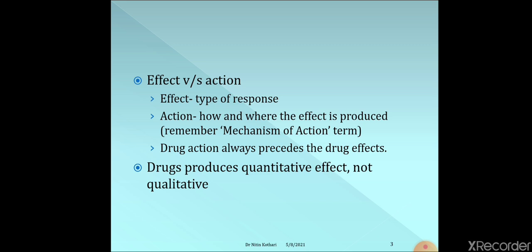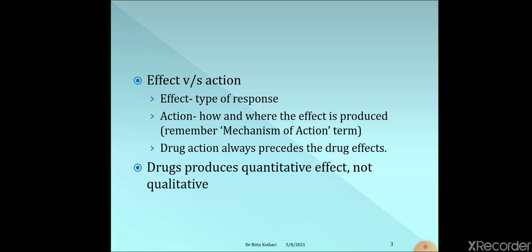So these are the changes. Action includes the changes at the biochemical level, while the effects are the broad response. And drug action, that is the biochemical changes, results in drug effect. So drug action always precedes the drug effect, because drug effects are produced by drug action only. And what is drug action? Drug action is biochemical changes.